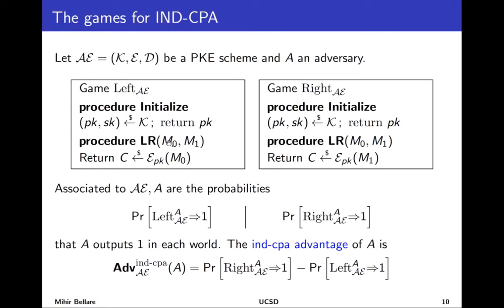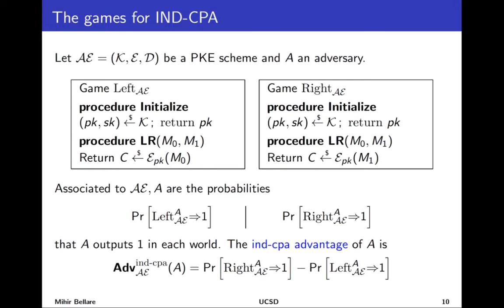Now, what the games do is run this encryption algorithm with this public key to encrypt a message, and the only difference between the games is that in the left game the left message is chosen, and in the right game the right message is chosen. This reflects that encryption may be randomized. Every time you encrypt, it picks fresh coins. So even if you twice encrypt the same message, you wouldn't get back the same thing.